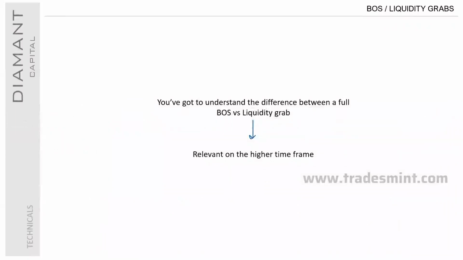Now, the one thing that you've got to understand is a proper differentiation between a clean break of structure versus a liquidity grab. This is very relevant on the higher time frame because it will allow you to understand what market structure is doing at the moment, and have we broken market structure. If we've broken it, potentially we might see a change of trend. If you're in a bullish trend originally and you start seeing a clean break of structure down, that's when you might see a retracement, and then you're now in a downtrend.